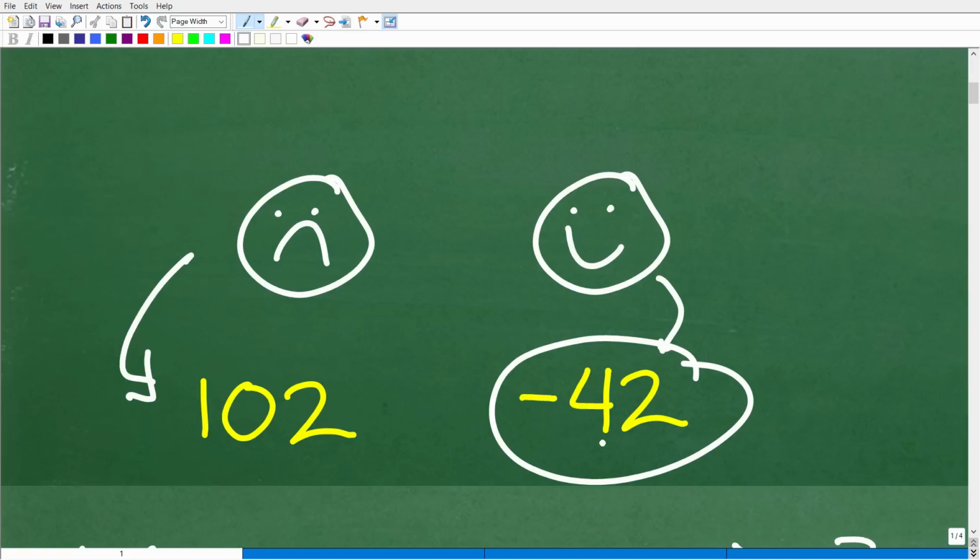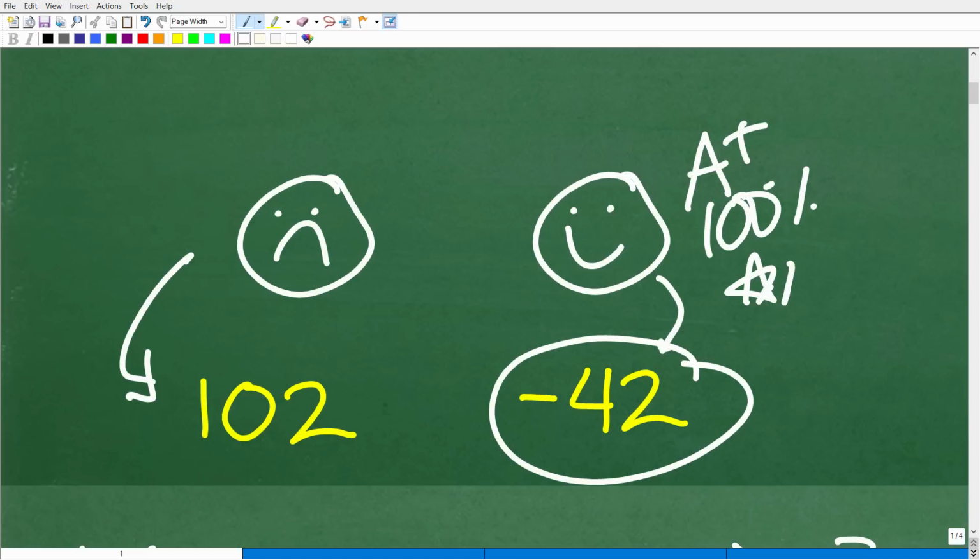But anyways, for those of you that got negative 42, let me go ahead and give you an A plus, a 100%, and multiple stars. So you can tell your friends and family that indeed you are a certified professional expert in the area of basic mathematics, which includes things like the order of operations, positive, negative numbers, fractions, decimals, etc. But let's go ahead and get into the solution right now.